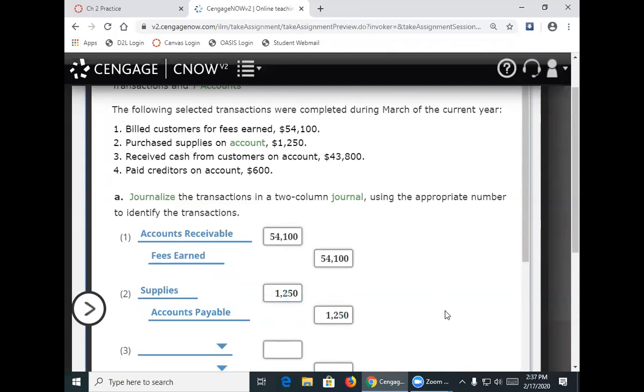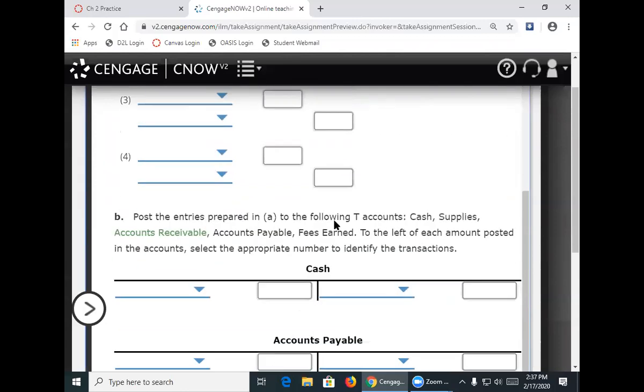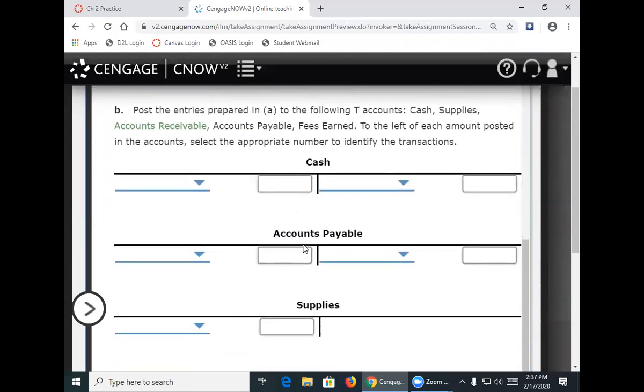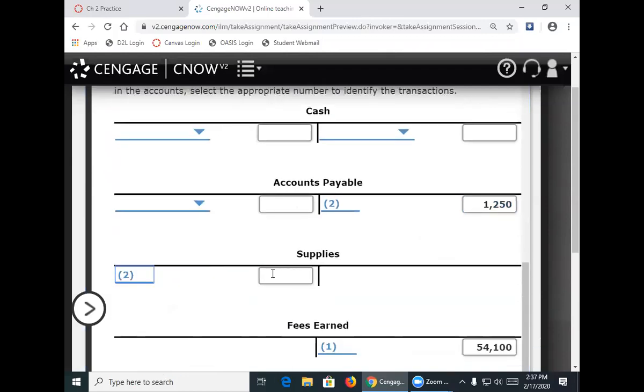And then we just do the same thing. We scroll down and put those in the T accounts. We have accounts payable, so I'm going to put a 2 on the credit side, 1,250. And then supplies is going to be on our debit side. Yep, perfect. So supplies will have the number 2 on the debit side and 1,250.